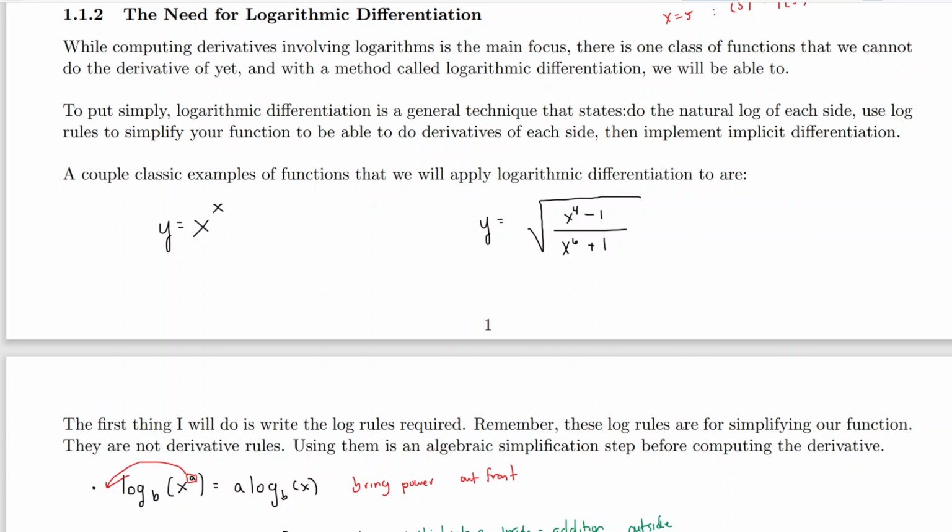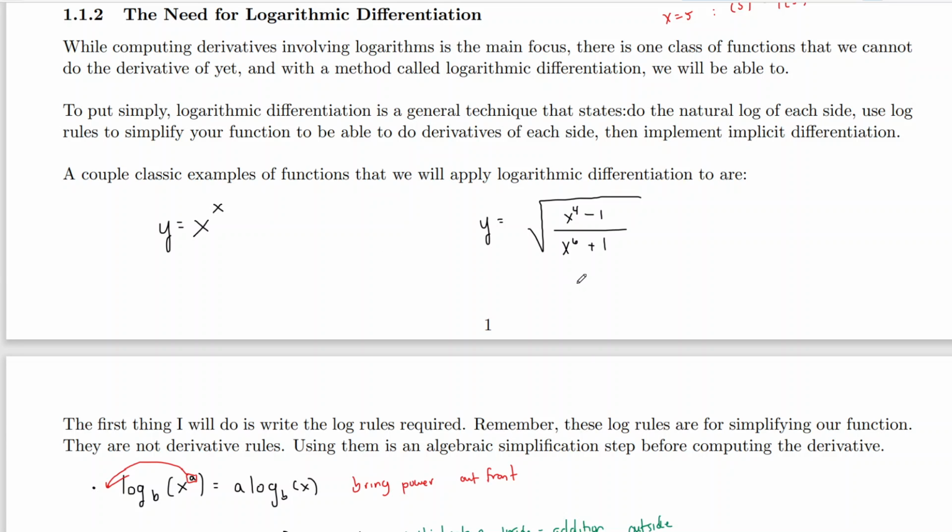All right, so logarithmic differentiation, what is it used for? Well, it's used for one specific reason, and that is to make your life easier doing derivatives. But it's actually a technique that can be used in two different ways. It can be used to compute derivatives of functions that, without logarithmic differentiation, you cannot do. It can also be used to compute derivatives of functions that we already can, but make it a lot easier.